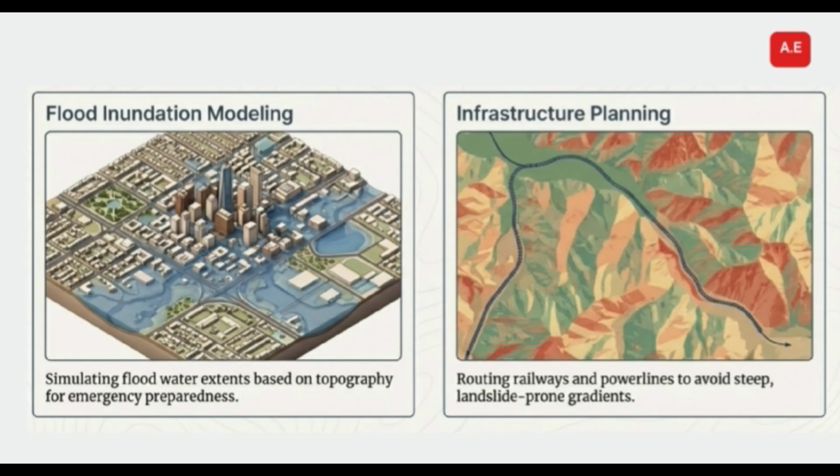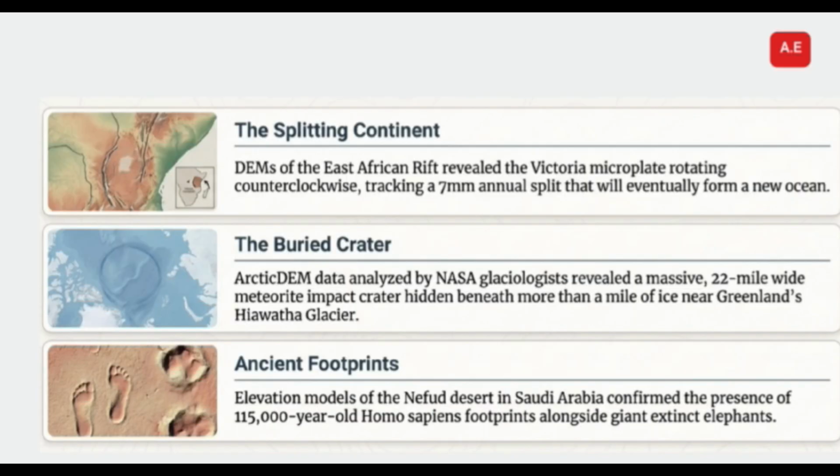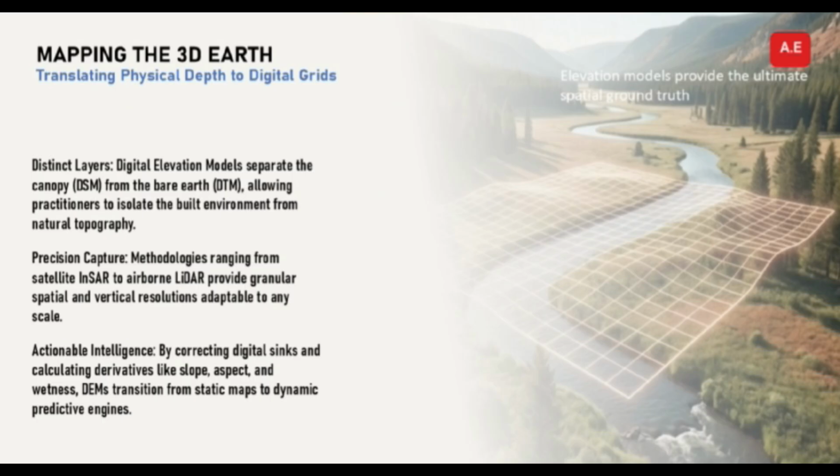Scaling up, NASA glaciologists analyzing Arctic DEM data revealed a massive 22-mile-wide meteorite impact crater hidden beneath more than a mile of solid ice in Greenland. Digitizing depth provides the quantitative foundation needed to analyze the mechanics of the Earth. The digital elevation model stands as the ultimate spatial ground truth, translating physical chaos into actionable digital intelligence.